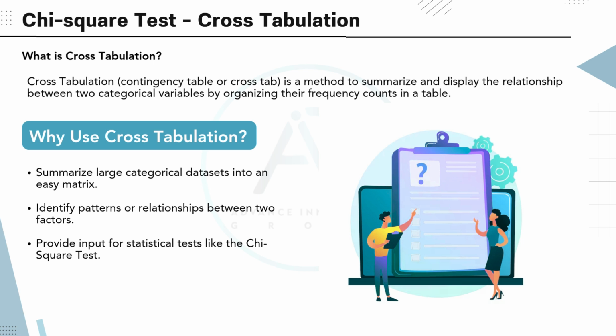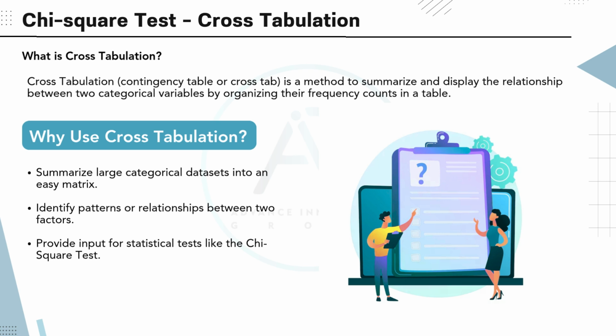Summarize large data sets. It converts raw categorical data into a matrix that's easier to interpret. Rather than going through hundreds of lines of data, the crosstab presents it in a single view. 2. Identify patterns or relationships. Helps detect associations or dependencies between variables. For example, we might find that product complaints are more frequent during night shifts than day shifts.